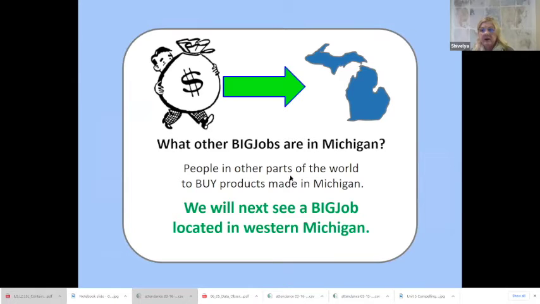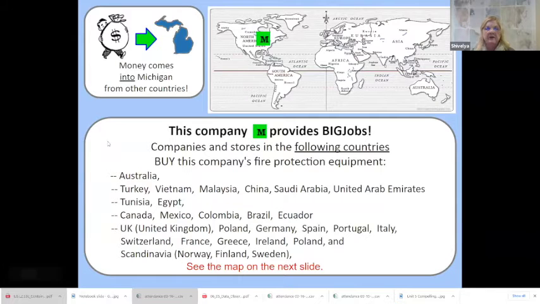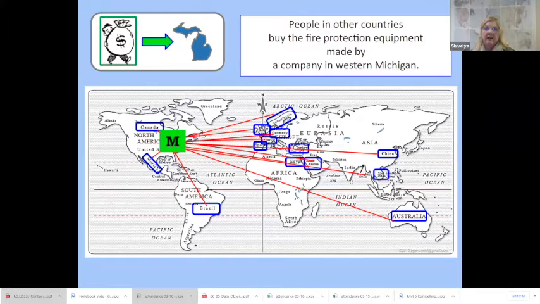What other big jobs are in Michigan? People in other parts of the world buy products made in Michigan. So here's an example where it's not a super big company, but it has a far-reaching impact by selling products to places all around the world. This small manufacturing company makes fire protection equipment for boats and ships, which we know are all over the world, and it's located in Western Michigan. These are some of the countries that purchase these products. So it's not just one particular continent, but several different countries around the world. I really like this map, and the kids always take a look at it to see how much of an impact one company can have and how far they can extend their reach.